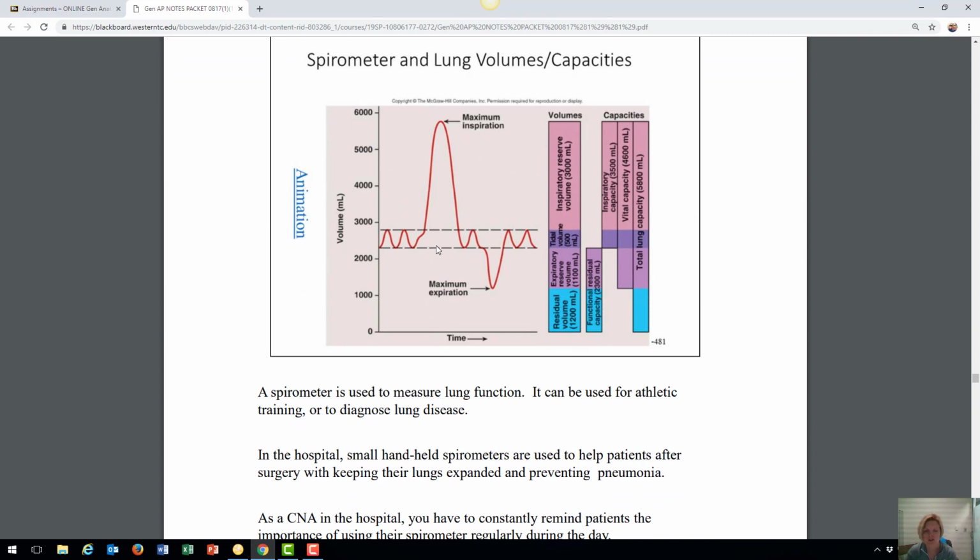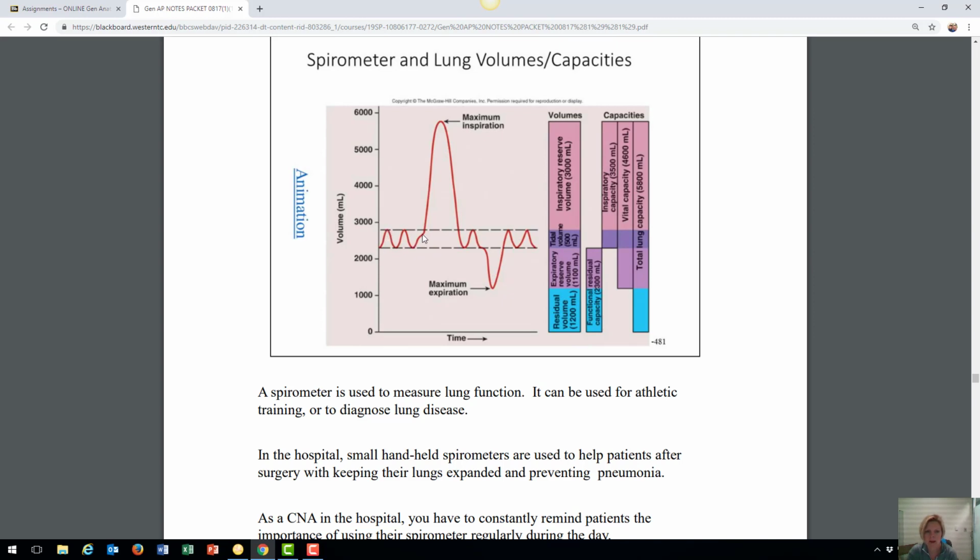So we can test lung function by using a spirometer and measuring the air coming in and out of the lungs when a person breathes. This up and down pattern here is called tidal volume. It's air breathing in and air breathing out. This is quiet breathing. We call this tidal volume. About 500 in and about 500 out.